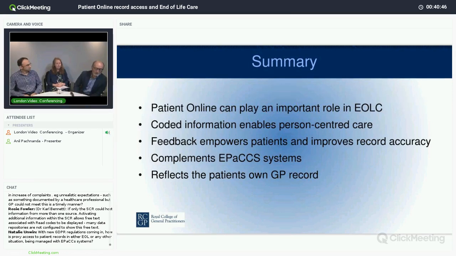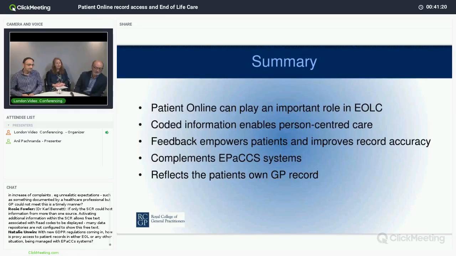Another question, is it possible to use Patient Online with any system? Imran, is that a straightforward question? When you mean any system, I assume that's GP system. All GP systems are required as part of the GMS contract to comply and give a patient online access to the coded information and these transactional services. So all systems should have this ability in place. As far as I know, all GP systems have this.